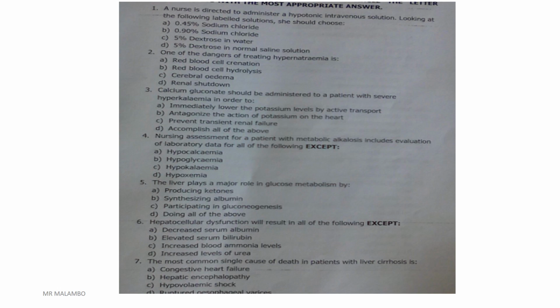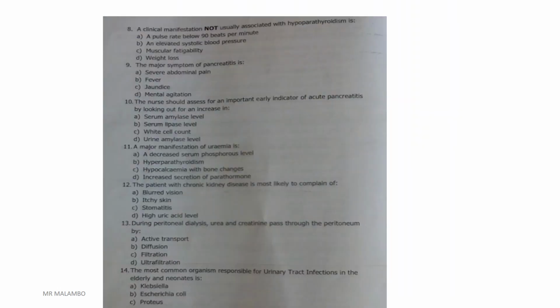Then 7 says the most common single cause of death in patients with liver cirrhosis is what? So the answer is, question 7, the best answer is B. There we go. A clinical manifestation not usually associated with hypothyroidism is pulse rate below 90 beats per minute. Yes, that is even the answer. So question 8, the answer is A.